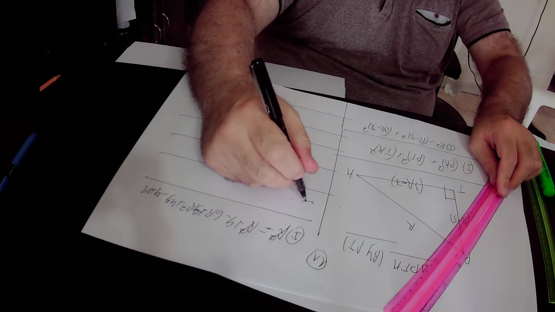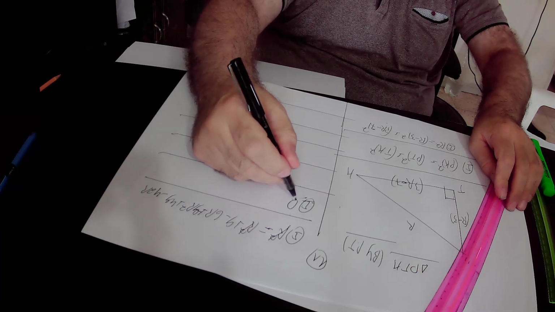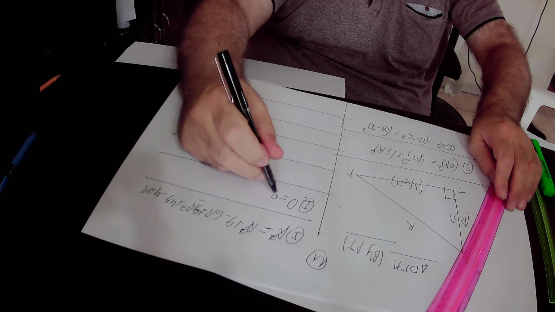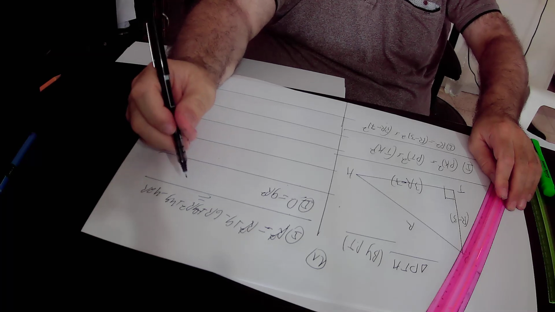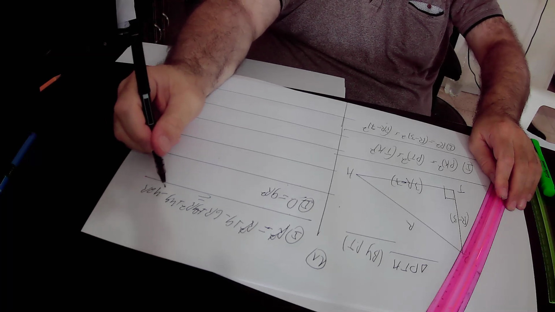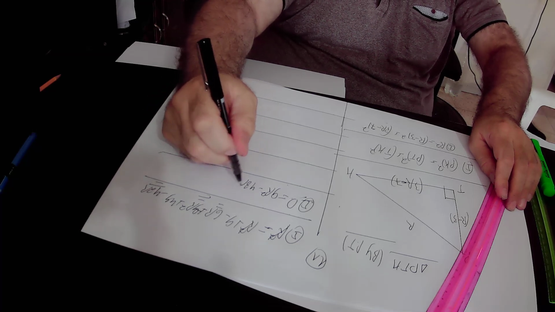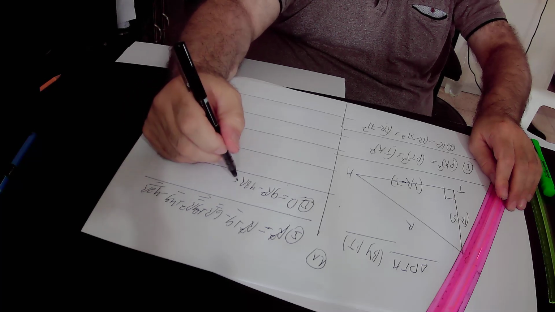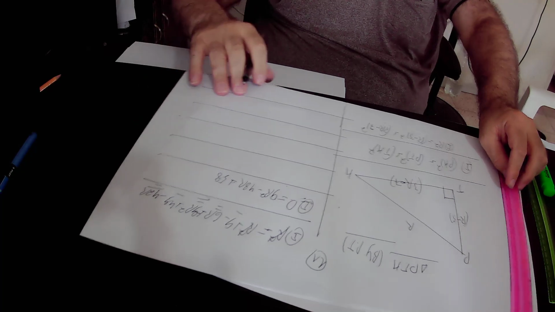What is left from equation number 1 after we cancel R squared? On this side of the equation, nothing is left, so we have 0. Here we have 9R squared minus 42R minus 6R, which is minus 48R, and 9 plus 49 is plus 58. So we have here a quadratic equation.